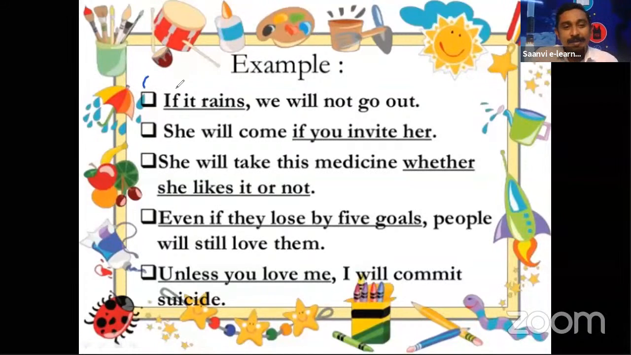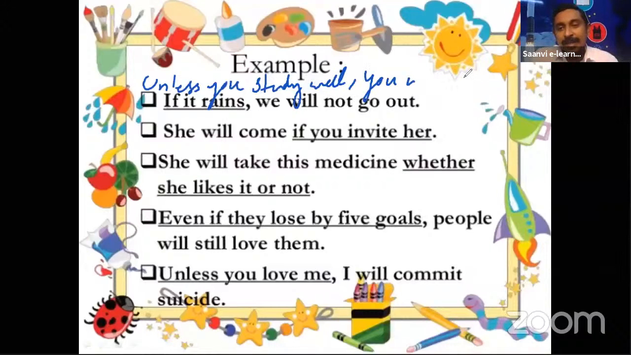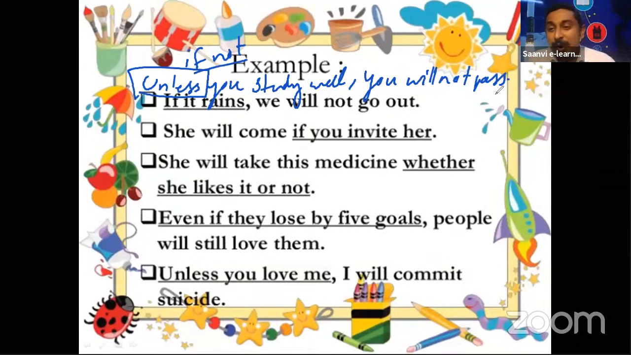Unless you study well, you will not pass. Unless, what is the meaning of the word unless? If not. Unless means if not. Already unless is negative. Don't add any more words of negation to the word unless. Unless is negative. Niharika has become very impatient. Isn't it, Niharika? Yes. As I told you the example just now.